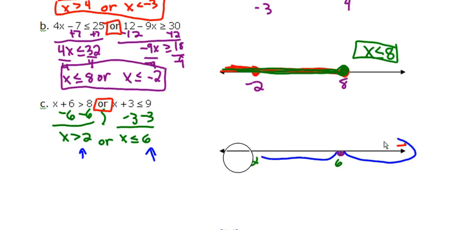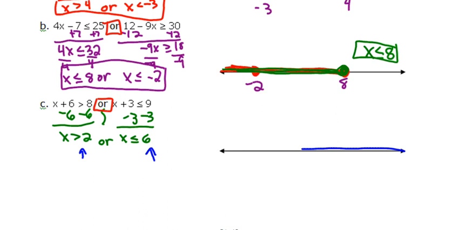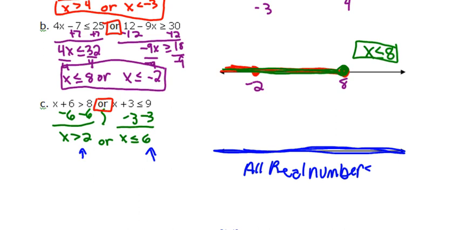When this happens, it's a special case, and what this means is my entire number line is covered. We call this all real numbers. So no matter what number you pick to plug into your inequalities, it's going to work for one of your inequalities or both.